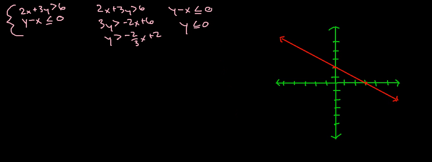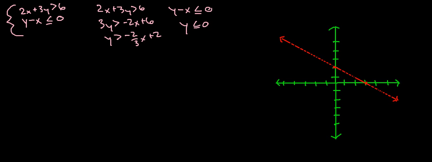Now, if this were a line, I would be done. However, this is not a line. This is an inequality. And the first thing to notice is that this is not a greater than or equal to sign. So this needs to be a dashed line, because the line itself is not included. This is now a dashed line.